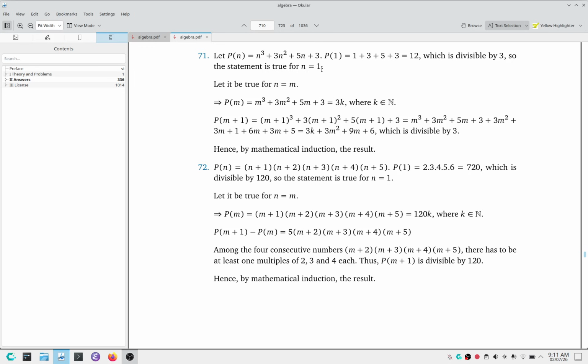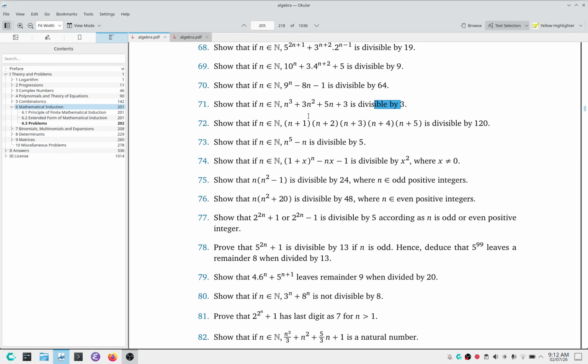So the statement is true for n equal to 1. We let it be true for n equal to m. So we have m cube plus 3m square plus 5m plus 3 equal to 3k, where k is in the set of natural numbers. Next, we substitute n equal to m plus 1. We get (m plus 1) cube plus 3 times (m plus 1) squared plus 5 times (m plus 1) plus 3, which upon expansion is equal to 3k plus 3m square plus 9m plus 6, which is divisible by 3, and hence by induction we have the result.